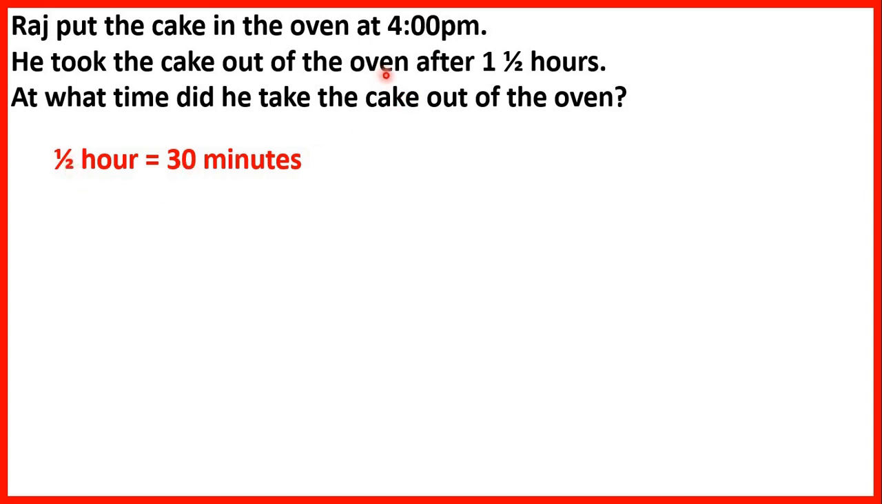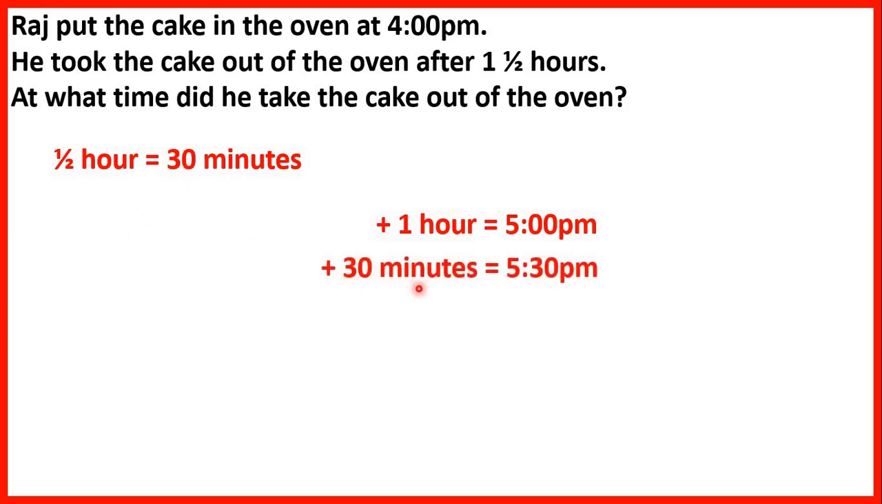So if he took the cake out after 1.5 hours, we can add 1 hour and then add 30 minutes. So 1 hour later than 4:00 will be 5:00, and then if we add another 30 minutes, that will take us to 5:30. So he takes the cake out of the oven at 5:30 p.m.